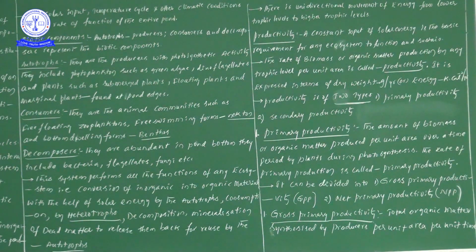In the next video I will give you information regarding NPP and continue from there. So this is the information regarding ecosystem structure and function: abiotic components, then productivity, primary productivity and secondary productivity. Again in primary productivity there are two types, gross and net. Try to watch this video till the end.